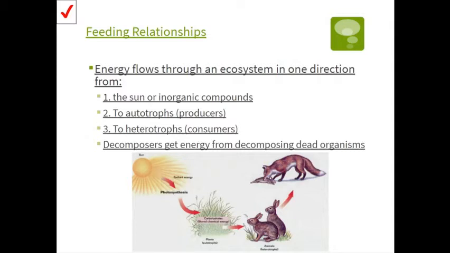So, in this example down here, we have the sun being used by the grass, being eaten by the small consumers, the rabbits, and then the rabbits being consumed by the fox. Now, after the rabbit corpse has been left there for a while, it will eventually be decomposed, and the nutrients will go back to the soil.